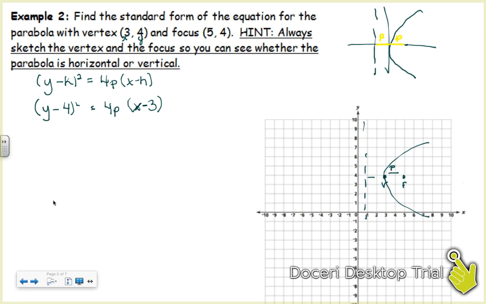I'm going to use the focus point, which is written in this way on our table, to figure it out. I know this value. Keep losing the internet connection. I know that your focus is 5, 4.